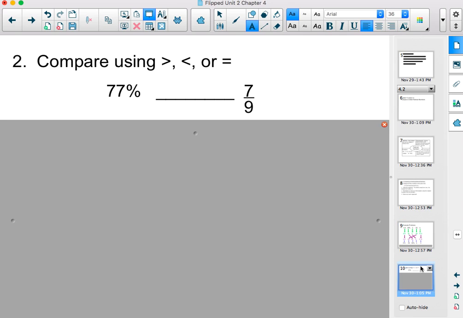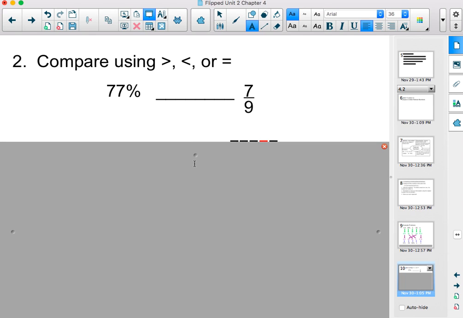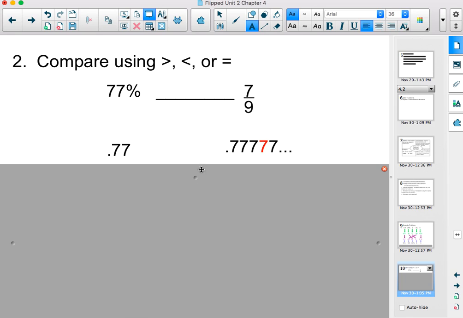Our last example is number 2, comparing numbers using greater than, less than, or equal to. We got 77% and 7/9. Again, those two numbers are not in the same form. I recommend changing them both to decimals. Use D2P to change 77% to 0.77. And then we're going to use division to change 7/9 to this repeating decimal, 0.77777.